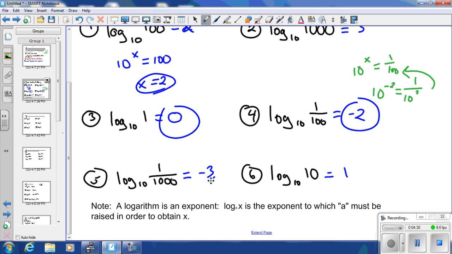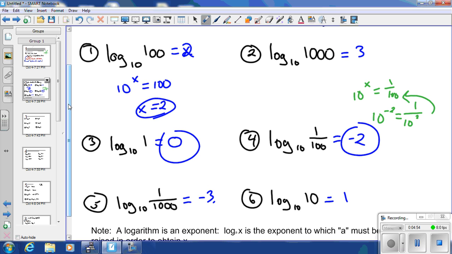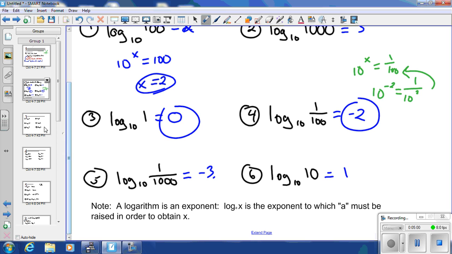Now a little note here, a logarithm is an exponent. After doing these, and after you get the hang of it, hopefully you see that log base a of x is the exponent. This is equal to the exponent to which a must be raised in order to get x. That's exactly what we said here. For instance, going back up, here 10 must be raised to the second power in order to equal 100. So that's exactly what I'm saying there.